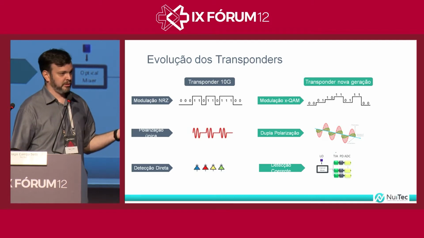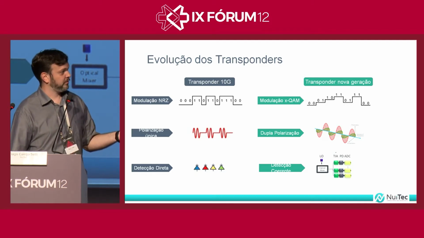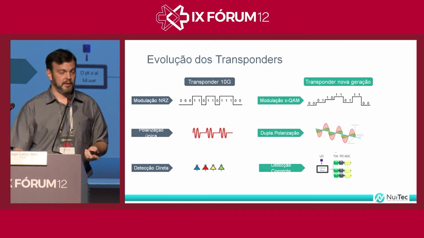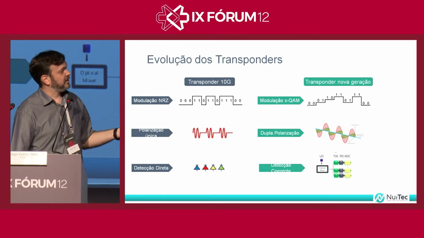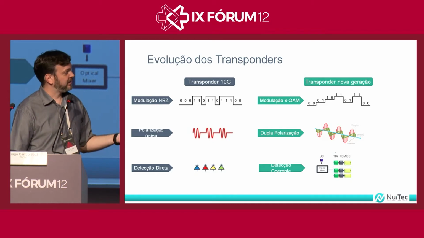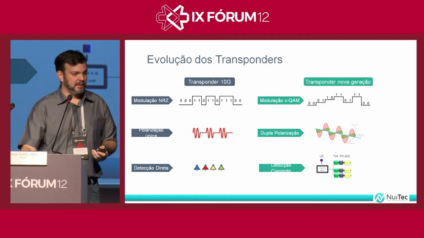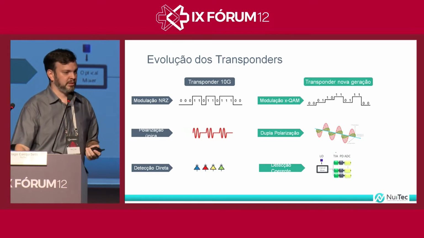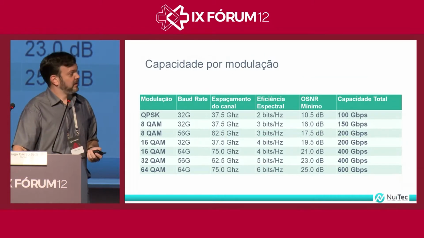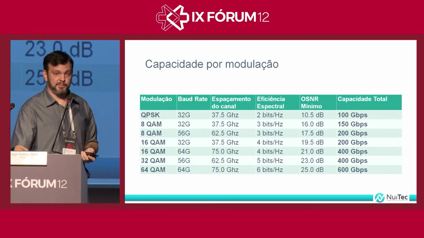Transponders evolution. The older generation, they were 10 giga, and now they are much more powerful. They are coherent with different modules, different colors, different detection, which is different from the direct detection on and off. That was a great improvement for the transport world.